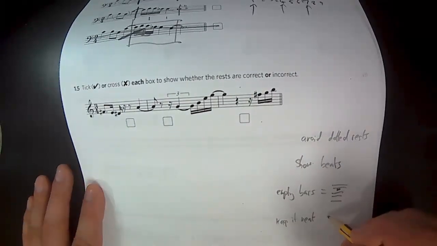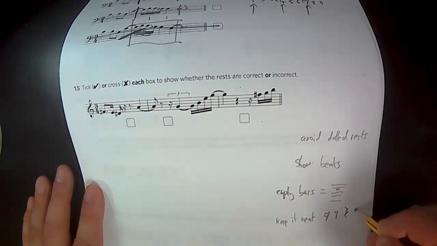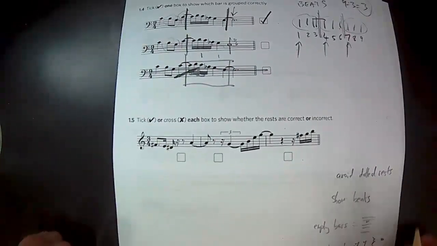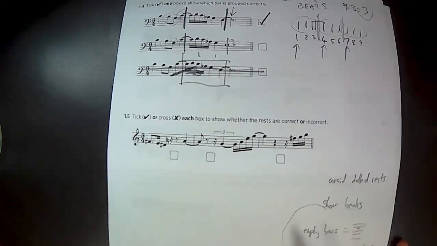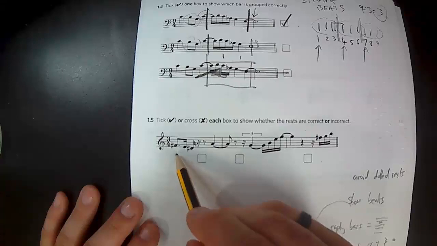So we generally go from small to big. Keep it nice and neat. We don't jumble these up, but that goes back into showing the beats. So let's look at what we've got. We've got a dotted quaver. Can we remember what a dotted quaver is?